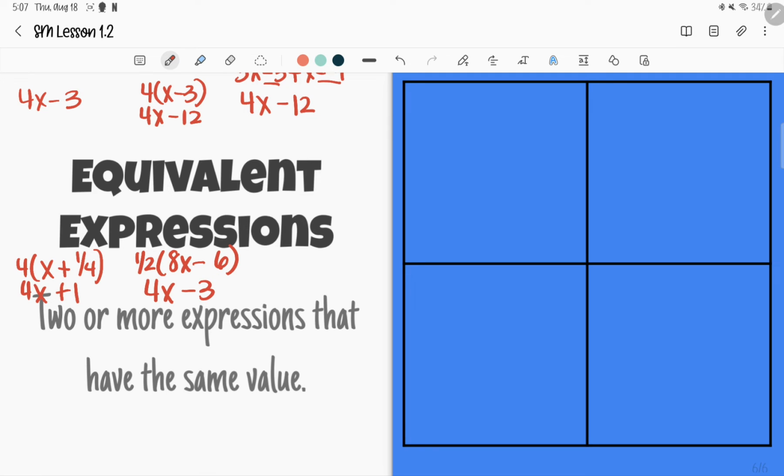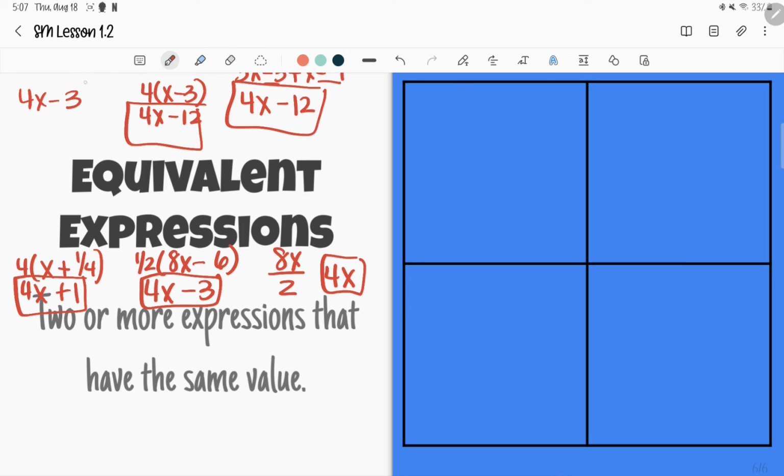Okay, and then the next one on that row is 8x divided by 2. And so all I do is take the 8 divided by 2, and I end up with 4x. I could be putting boxes around these so I knew which ones were my simplified version, huh? There we go. And then that one stayed.